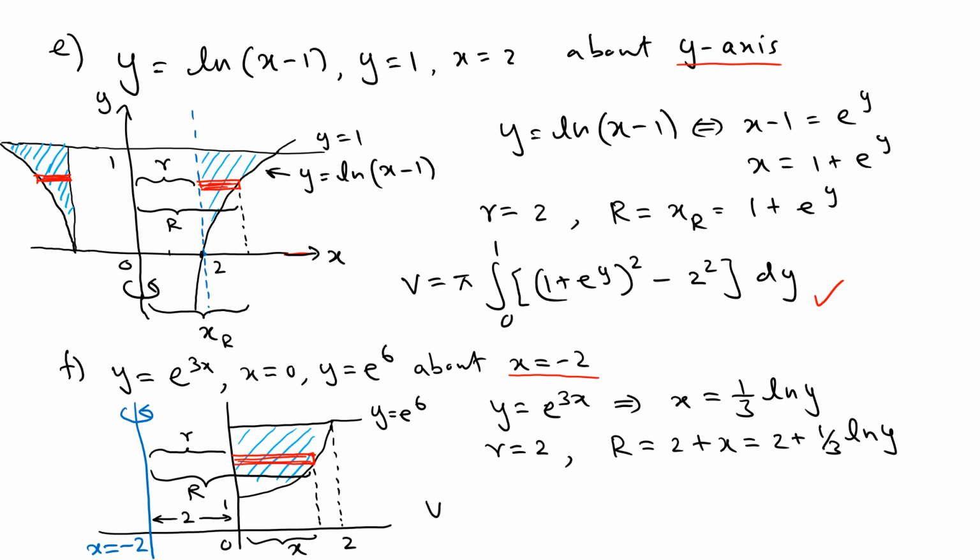So we can have the formula: V equals pi. What are the limits? It's a dy problem, so the y limits go from, not 0, it starts with 1 because that's where y starts, so you have to be careful, up to e to the 6. So it is 1 to e to the 6. That's very important. And then the larger radius is 2 plus 1/3 ln y, squared, minus 2 squared, dy.